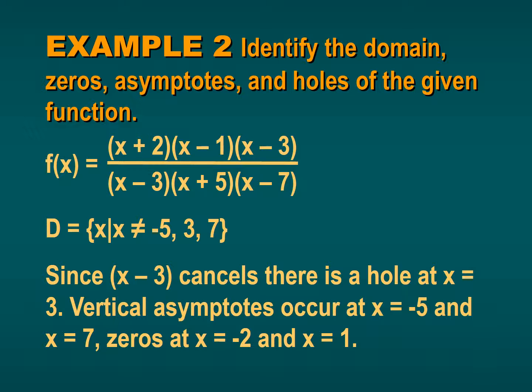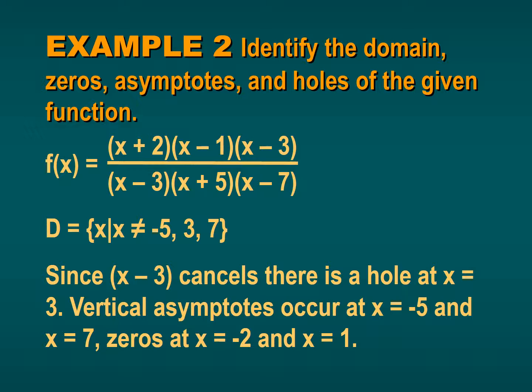Okay, so let's identify domains, zeros, asymptotes, and holes of a function. Here's our function. It's actually already been factored for us, which is nice. So what can our domain not be? Remember, the domain cannot be anything that is going to cause our denominator to be 0. So -5, 3, and 7 would all cause our denominator to be 0, which means that those cannot be x values. Our domain can be any x except for those x values.